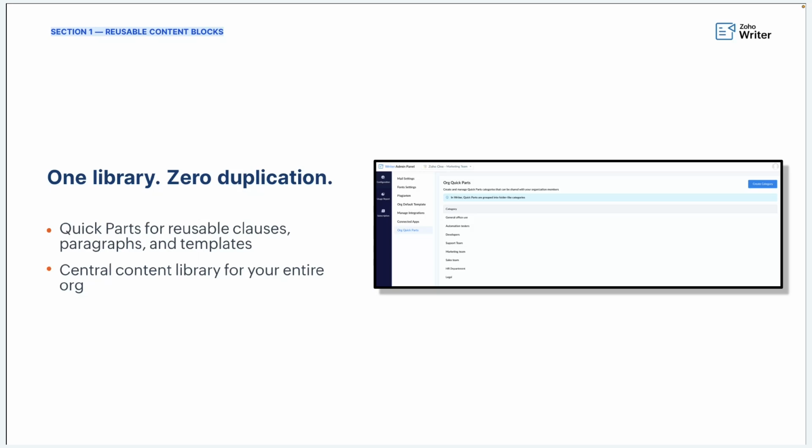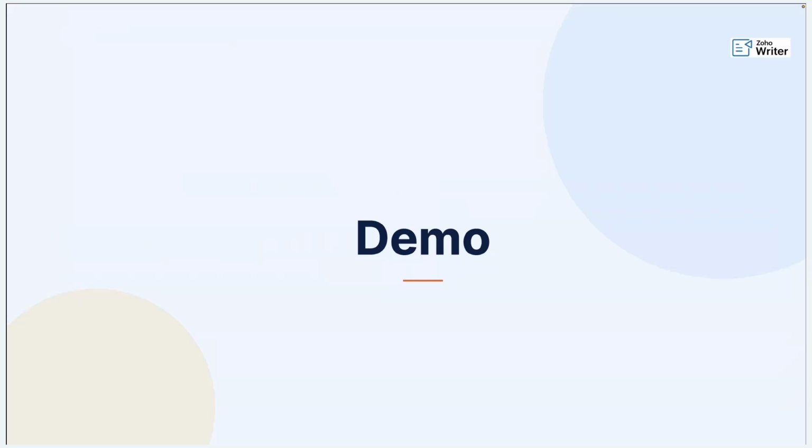On the screen here, you can see the org quick paths panel in the admin console, where you can find categories like general, office use, marketing team, HR, legal, etc. And the moment the admin adds or updates a block, the whole organization has access to it immediately. So it's basically one library, zero duplication. That's a strong governance win, especially for teams where the language in a document really matters.